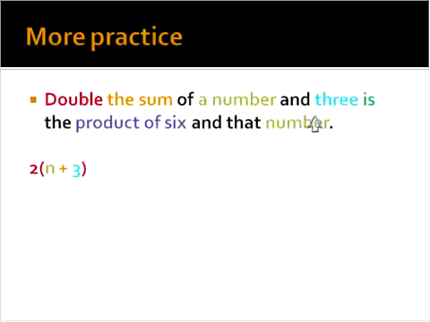The next part of this sentence, starting with is, is going to be on the other side of the equal sign. So is will be our equal sign, and then on the right hand side we will have the product of 6 and a number. That's, in other words, saying 6 times a number, and we'll simply write that as 6n. So that would be our finished equation: 2 times n plus 3 is equal to 6n.